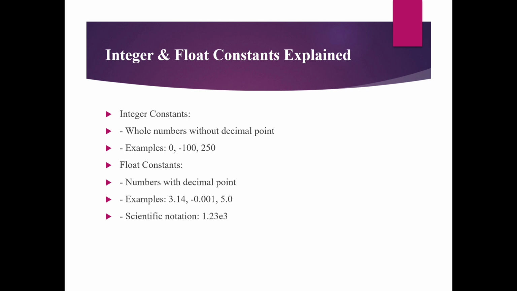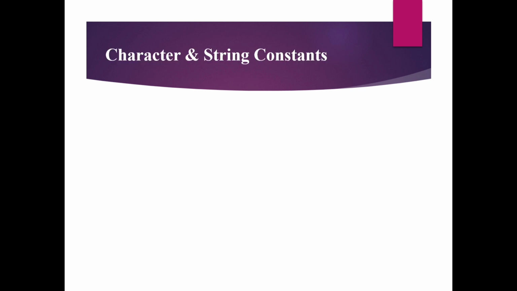Float constants are numbers which include a decimal point. They can also be written in scientific notation. For example, 3.14, negative 0.001, 5.0, or 1.23E3, which means 1230. Scientific notation is useful when dealing with very large or very small numbers. You'll see it often in scientific or financial calculations.